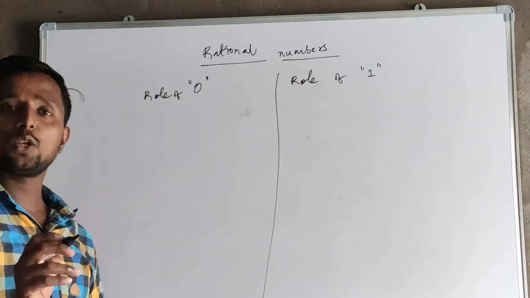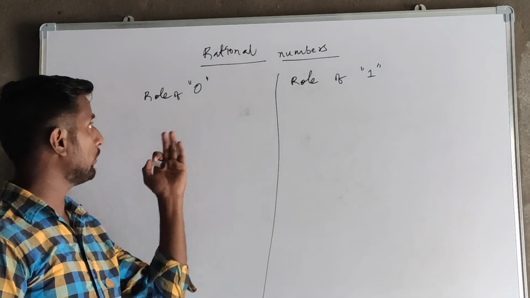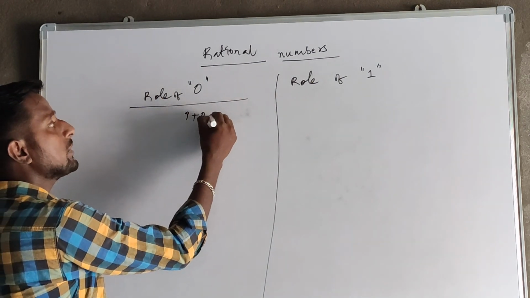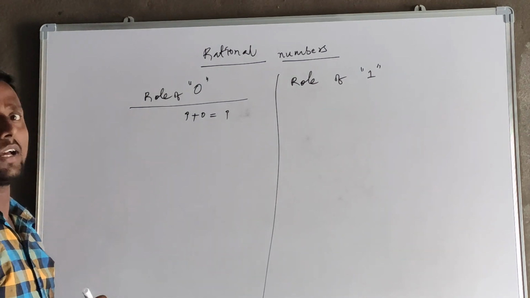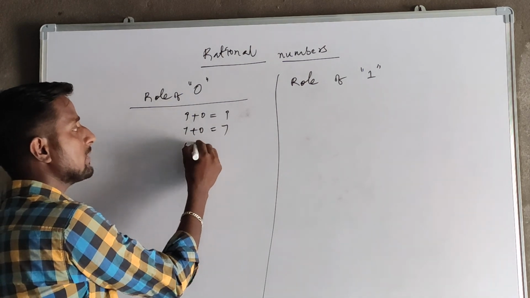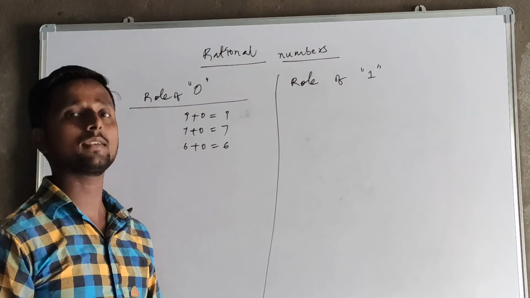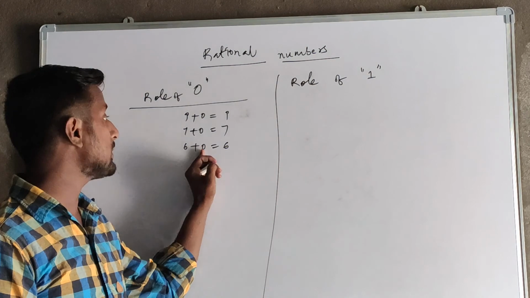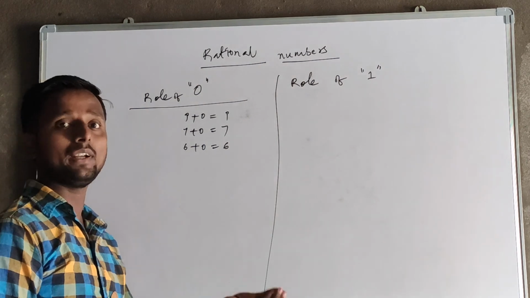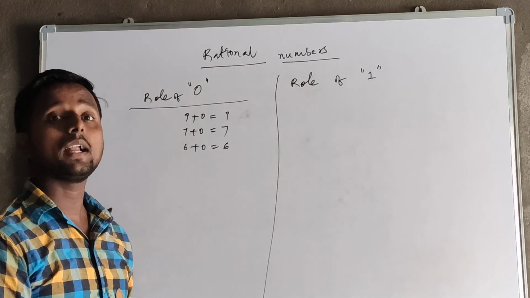Commonly 0 and 1 play a different role in the properties of rational numbers, because if you add any number with 0, the answer is itself. The sum is itself. Am I right? 9 plus 0 is 9, 7 plus 0 is 7, and 6 plus 0 is 6. That means the sum of any rational number with 0 gives the answer as itself. Correct? So that's why 0 can be called an additive identity. It doesn't affect any rational number when you're doing addition. So that's why we call it the additive identity.